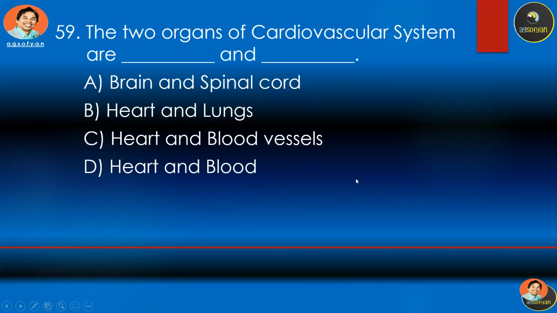The two organs of the cardiovascular system are blank and blank. Okay, choose your answer. Should be easy. Cardio means heart, vascular means blood vessel. So look for that one, the heart and blood vessels.